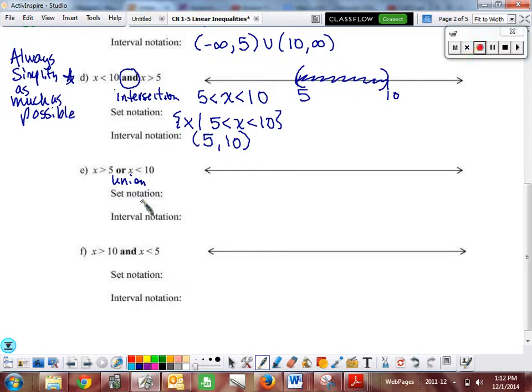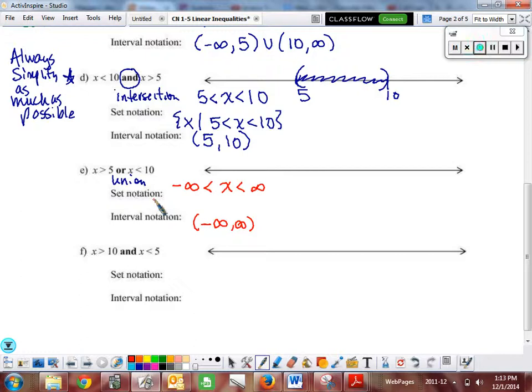We don't really have a good inequality notation for negative infinity to infinity. I will say that some textbooks do this, and I don't like it, but it's kind of accepted, okay? That really means everything. We really prefer to use our interval notation or our set notation. Interval is easy, negative infinity to infinity. Set notation, what would be the easiest way to say, hey, I'm including everything?